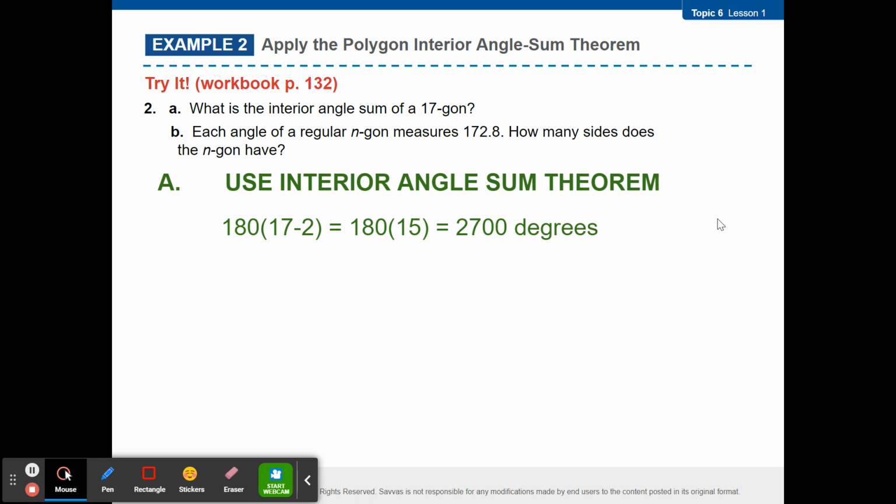However, letter B is saying each angle of a regular n-gon measures 172.8. How many sides does the n-gon have? So they want you to find the number of sides given the fact that each angle is 172.8. For this, are we going to use the interior angle sum theorem, or are we going to use the corollary? Corollary, because it's regular.